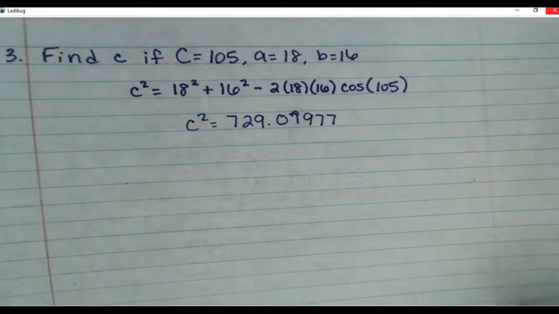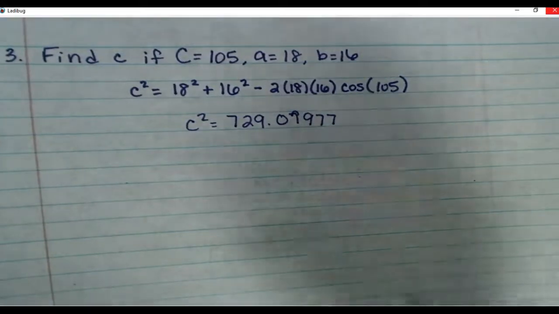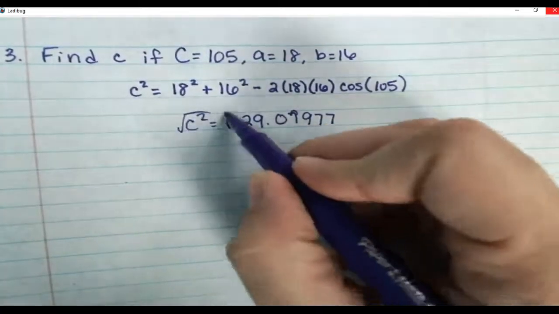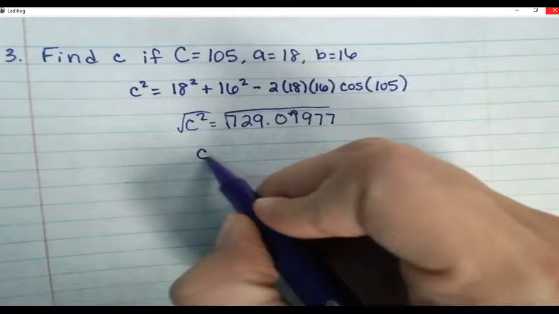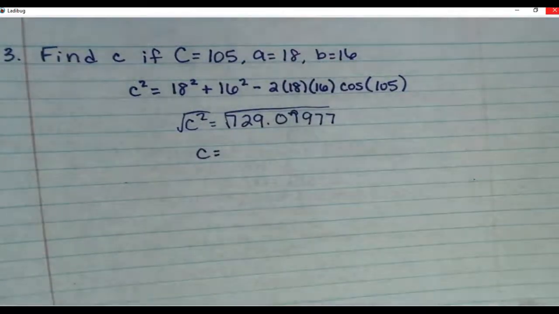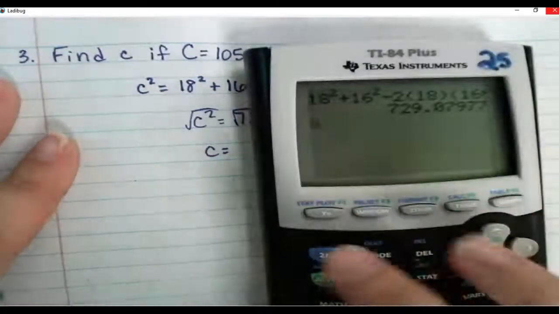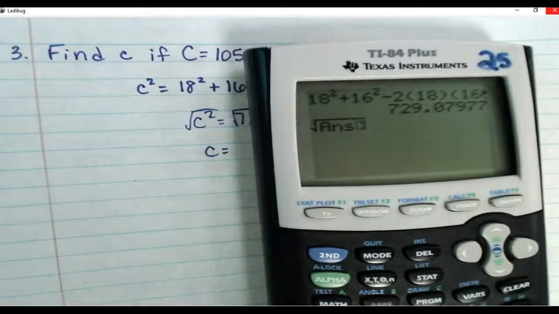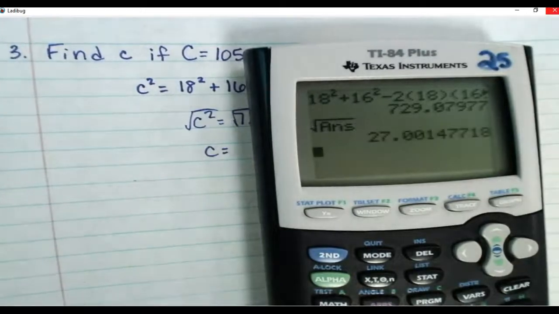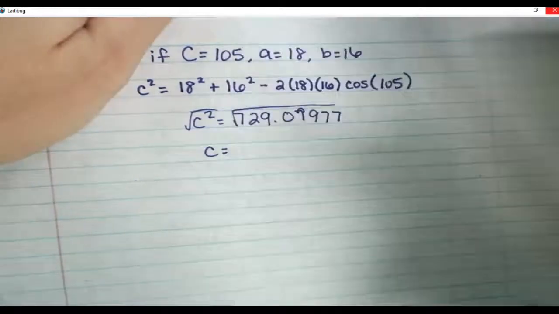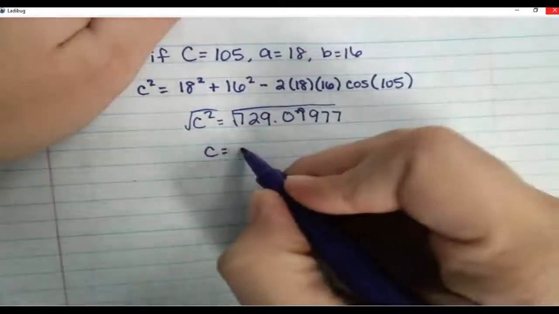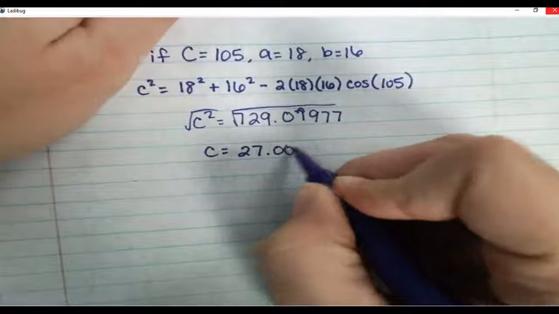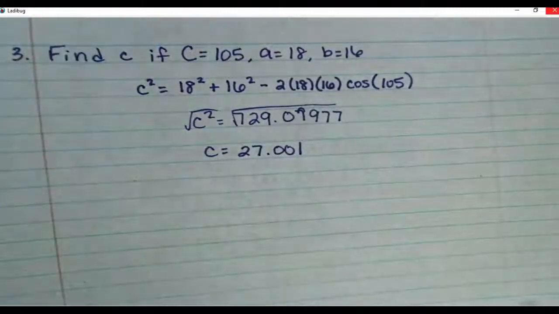And then what should I do to get c by itself? Get square root. And so hopefully we get 27.001. Questions?